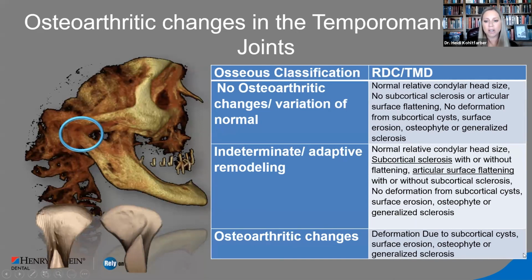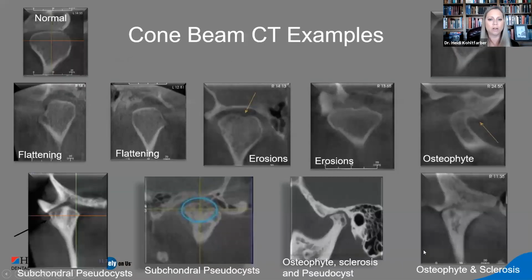Where if we have just an occasional small subcortical sclerosis, it could be something as simple as a dense bone island or enostosis, and it may not be something that we need to worry about. So that's kind of the difference. So we can say that could be indeterminate, or it could be adaptive remodeling. Articular surface flattening is the same thing. So let's go ahead and look at pictures of all of these.